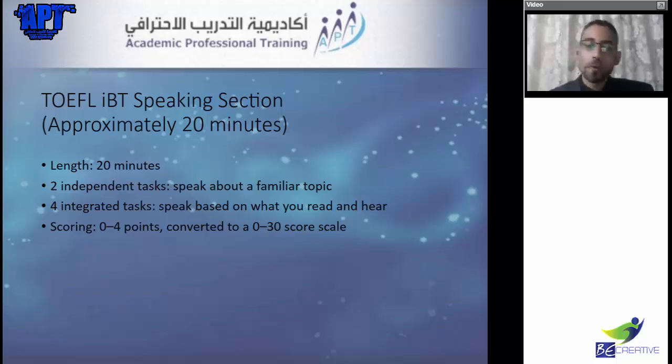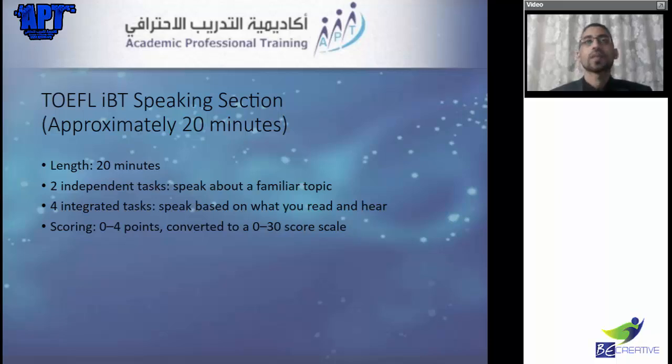Now let's go to the four integrated tasks. What does integrated mean? We said integrated, yes, when we combine two skills together. Very nice. Speak based on what you see, speak based on what you read, speak based on what you hear, all of these. The scoring is from 0 to 4 points, converted to 0 to 30 points.